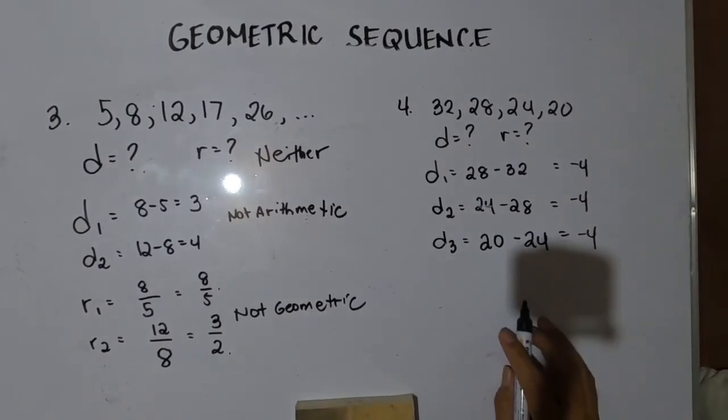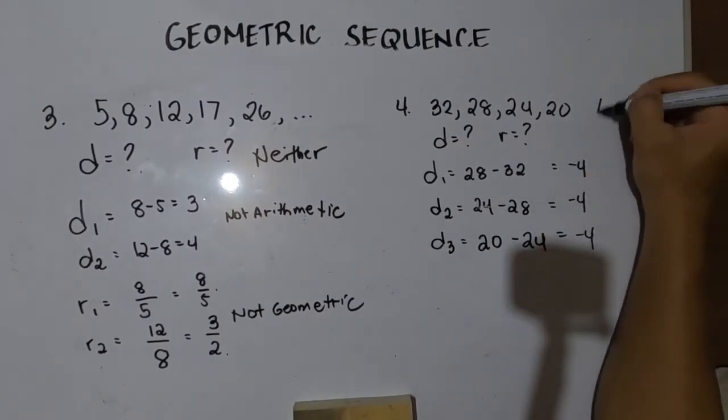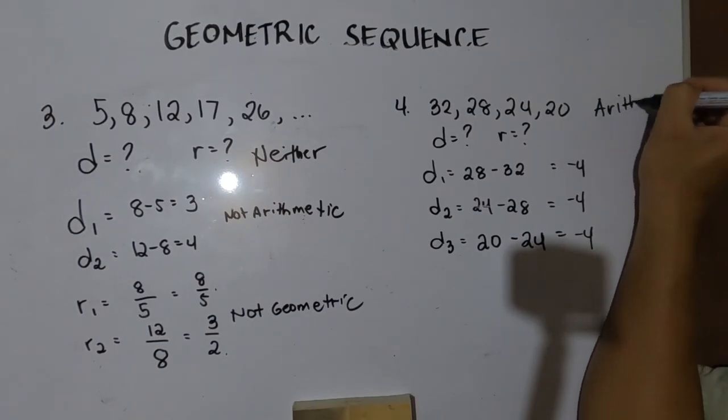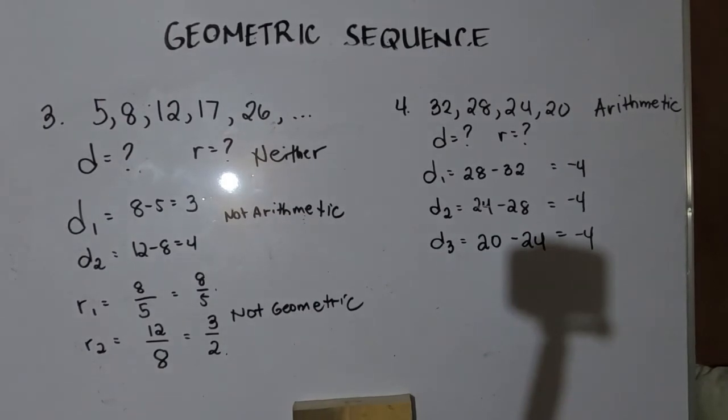Since it has a common difference of negative 4, it is arithmetic. Is that clear?